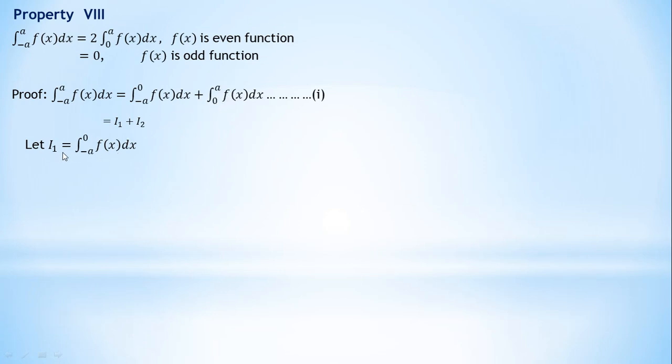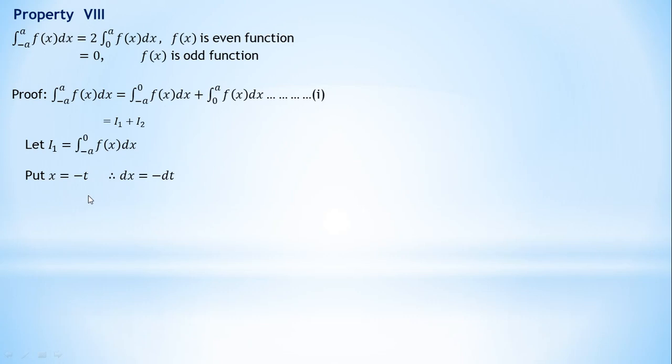Let us consider I1 is equal to integration from minus a to 0 f of x dx. Now by using the substitution we will convert this integration into the proper form. So that's why we will put x is equal to minus t. So this is the substitution here. Put x is equal to minus t. That means dx is equal to minus dt.